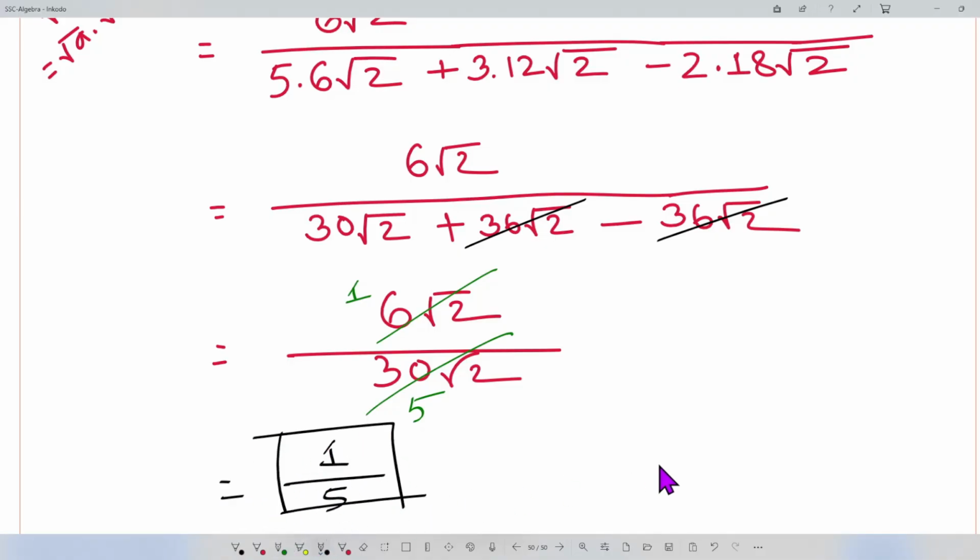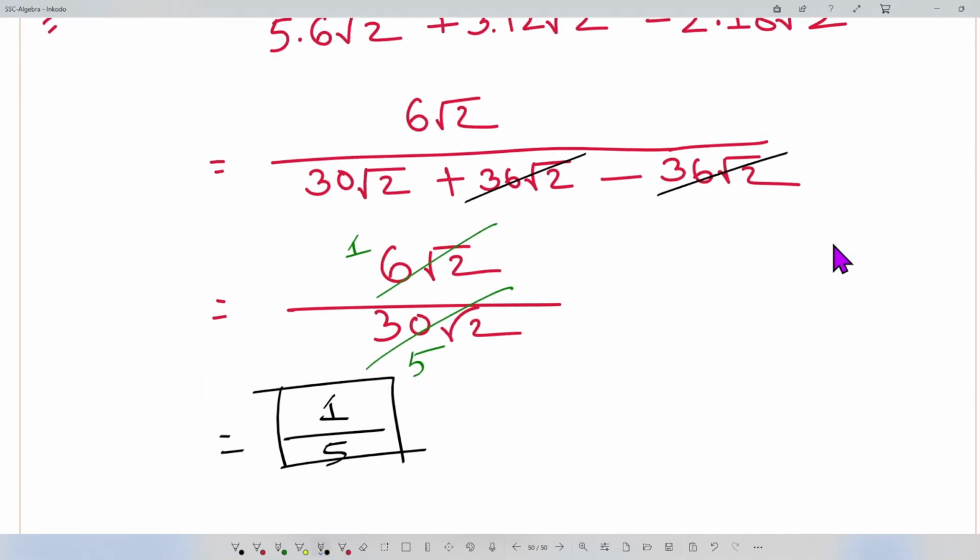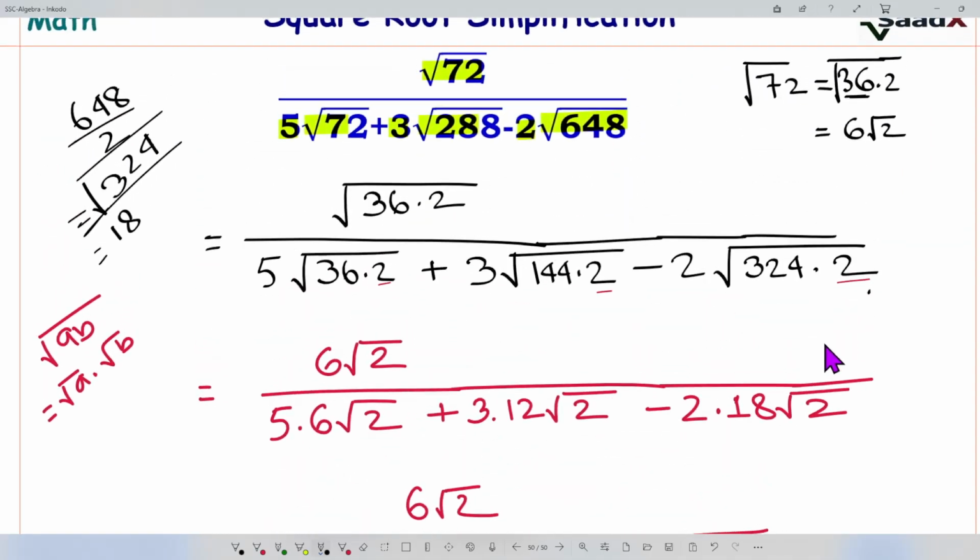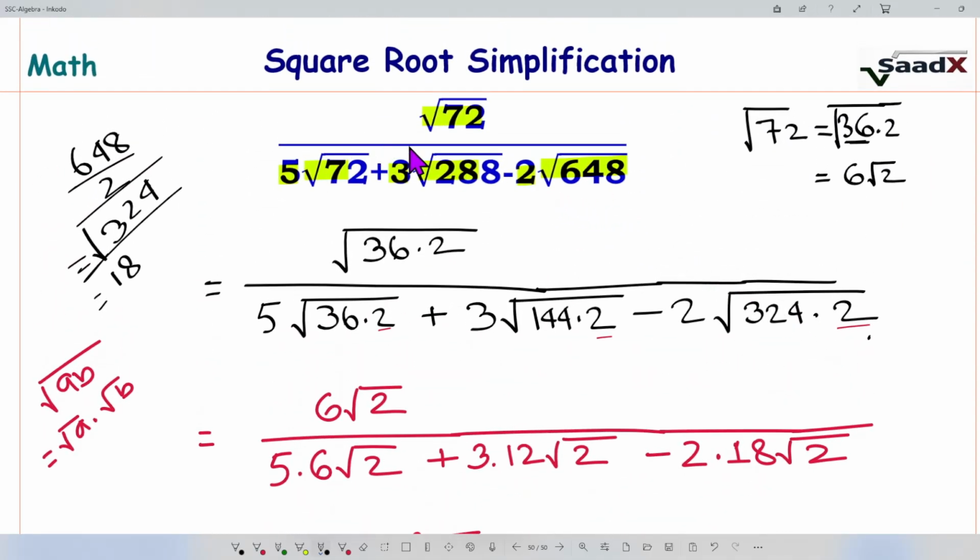Very simple thing. Okay, so these kinds of math we have to find out a perfect square. Then we can easily simplify. So no more today. In this video I am trying to solve a square root simplification. This is very important for any kinds of competitive examination like school exam, job exam or admission test.